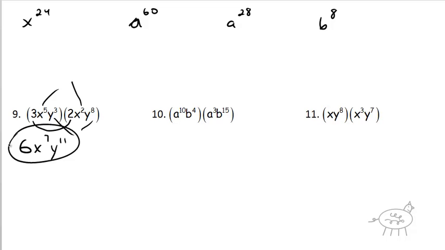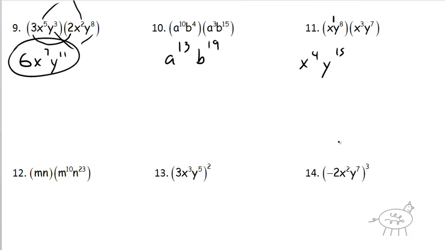Okay, so again, you combine bases together. This next one is a to the 10th times a to the 3rd, which is a to the 13th. B to the 4th times b to the 15th is b to the 19th. This one I'm going to put a 1 here. So x to the 1st times x to the 3rd is x to the 4th. Y to the 8th times y to the 7th is y to the 15th. Not bad, right? Pretty easy.